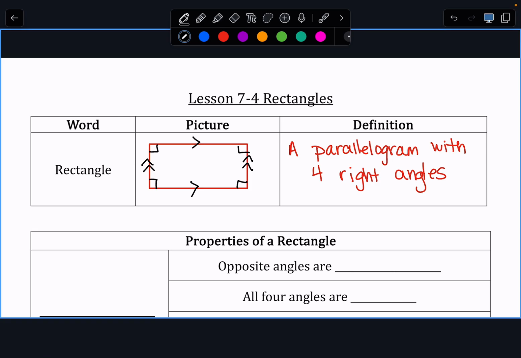All right. So, here's the deal. A rectangle is going to have all of the properties of a parallelogram with a couple special ones. Okay?